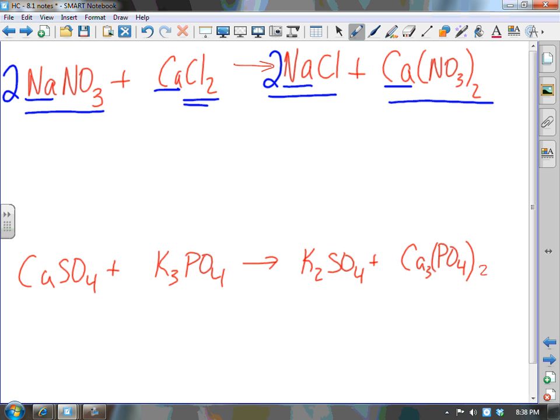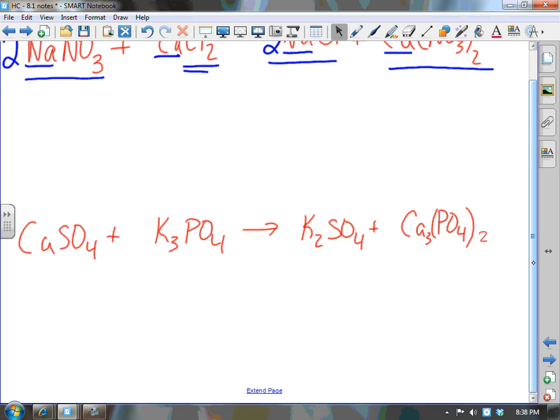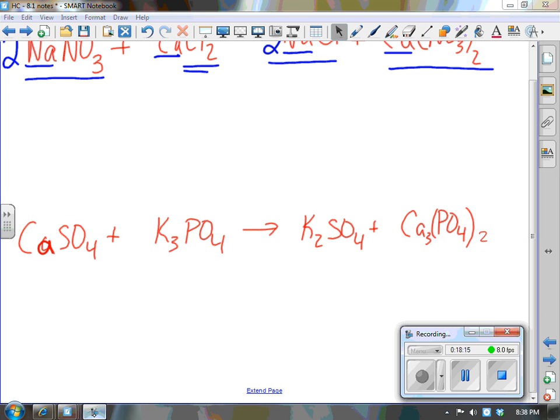All right, so what I'm going to have you do is this one here on the bottom, a little bit more complicated. I want you to balance this chemical equation here. It's a little sloppy here: calcium sulfate plus potassium phosphate makes potassium sulfate, calcium phosphate. Okay? So I want you to write down this reaction, pause it, and see if you can get the correct answer here.